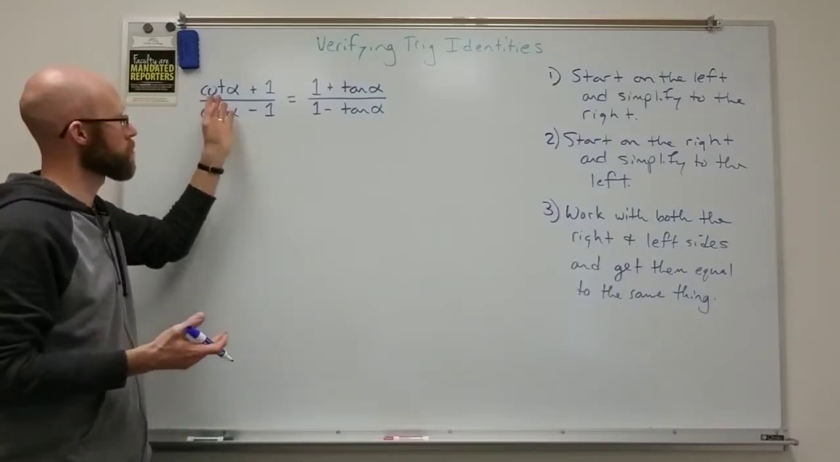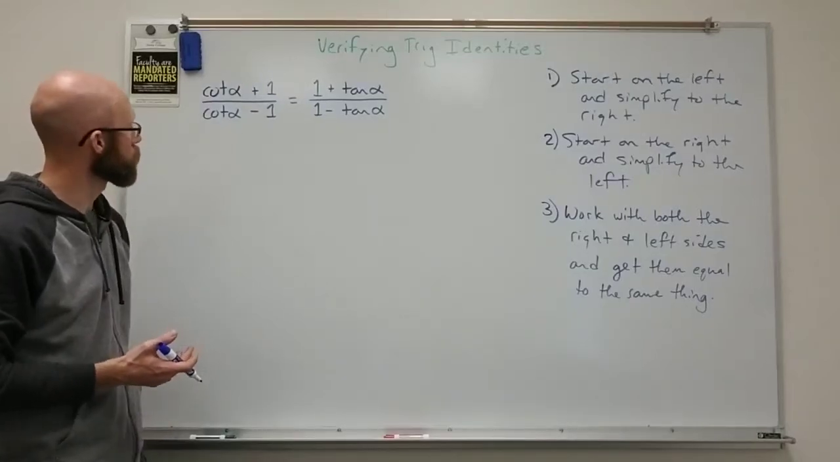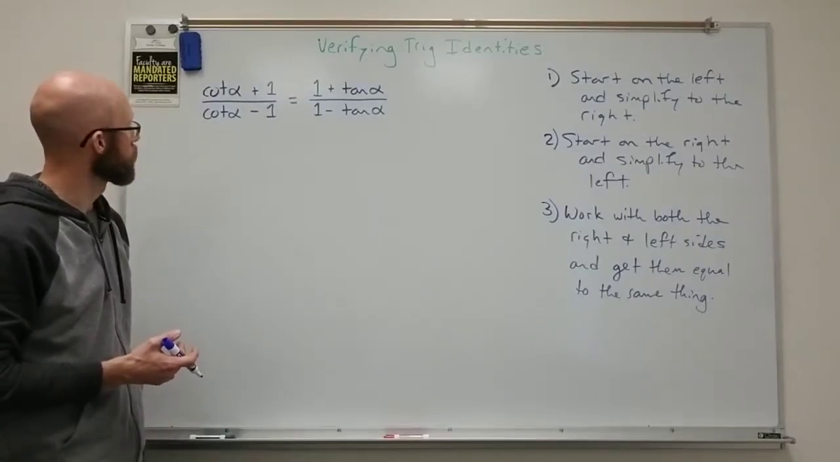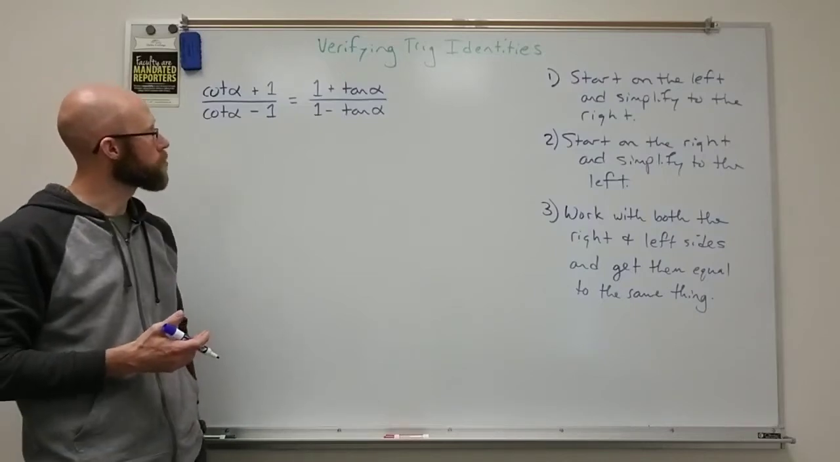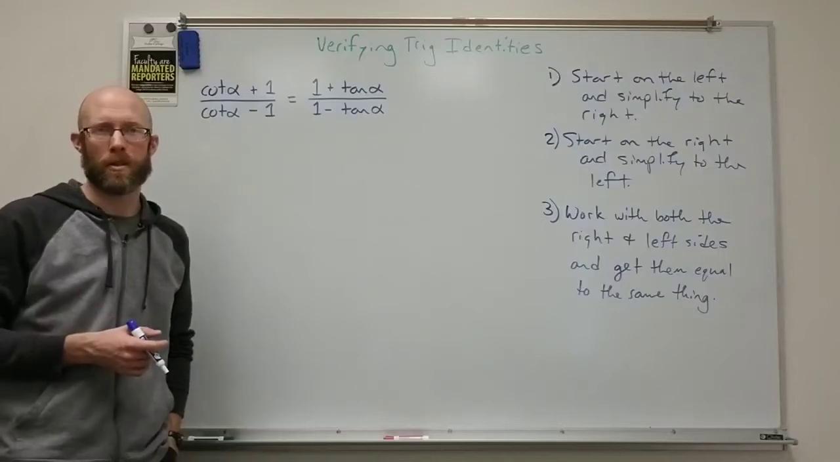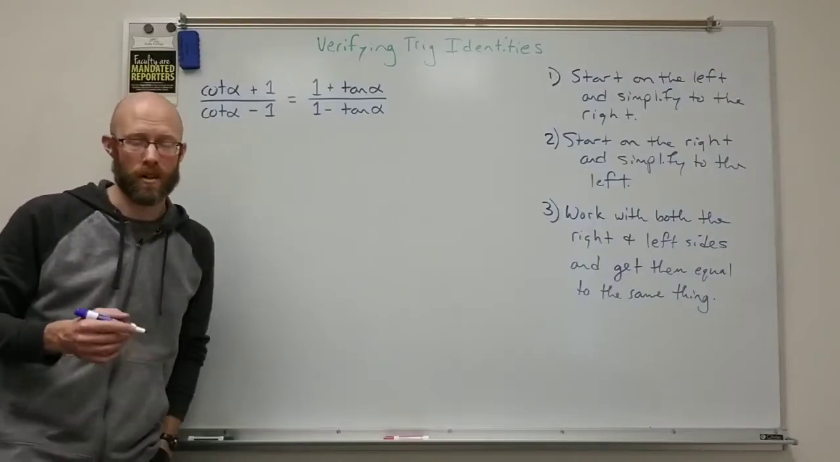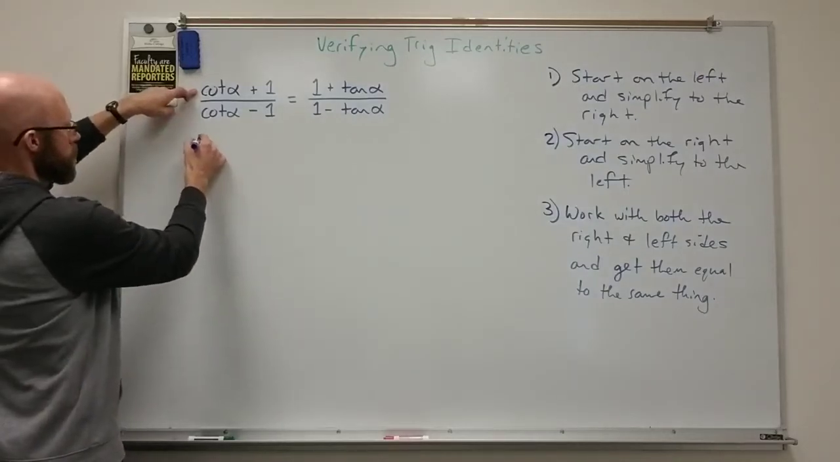I could turn everything in terms of the tangent. That's a possibility as well. Or I could maybe use sine and cosine. I'll just go with sine and cosine because we've been doing that a lot, and maybe that'll help us out here. So let's take the cotangent. I'm going to write that in terms of the sine and cosine.